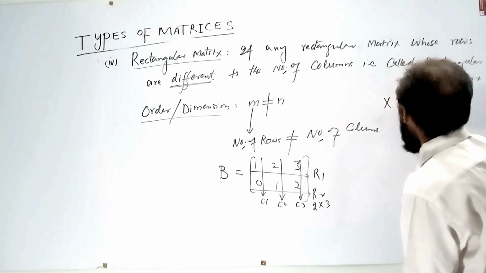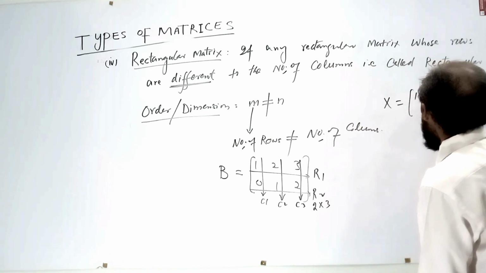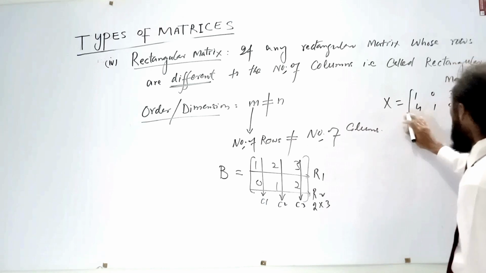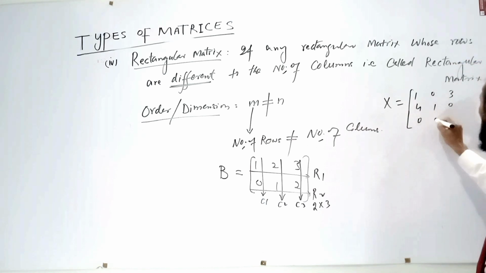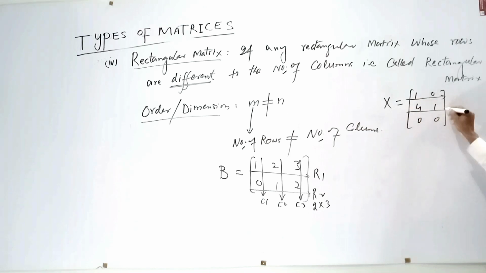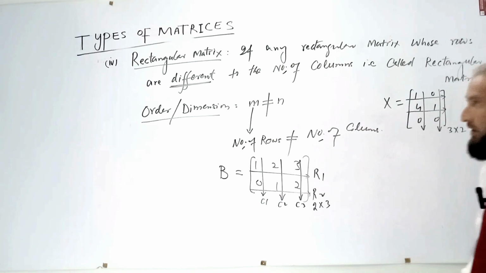Another example, we take X is equal to 1, 0, 3, 4, 1, 0 and 0, 0, 0. Look here, the order is the same, but if we increase one term here, for example 1, 0, 4, 1, 0, the order is different. Here are two columns and the order is 3 cross 2. So the order is different, so that will be called a rectangular matrix.